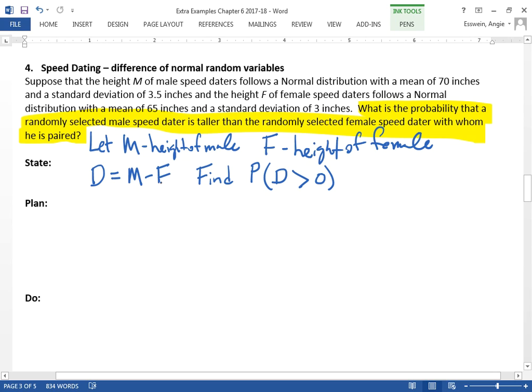Now, there's nothing wrong with doing the other direction. You could do female minus male, and then the probability of the difference is less than 0, right? It totally does not matter. You'll get the same answer either way. I like to keep the answer positive, so I'm going to put the bigger number first, but it's totally up to you.